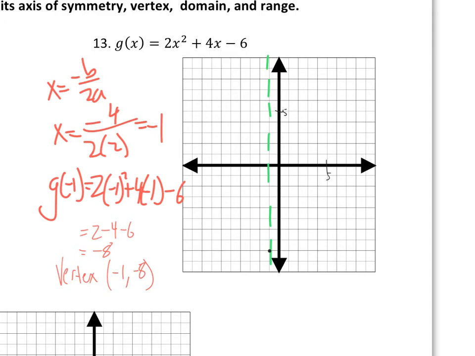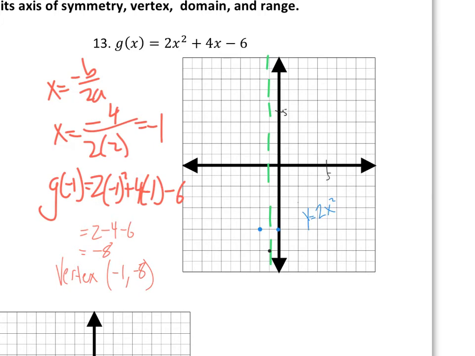I'm going to get a different color. So we got a point at -6. It's going to have a point on the other side of the axis of symmetry right over here. If we also think about the shape of this graph, the a value is 2. So let's think about y equals 2x squared.